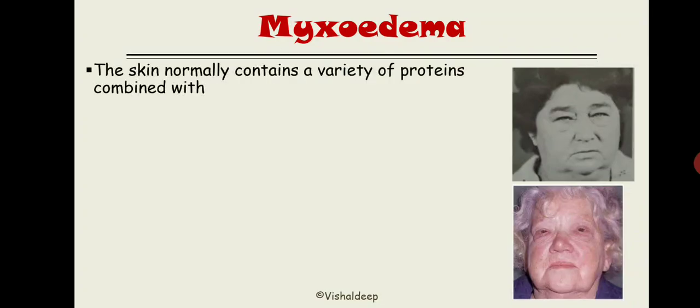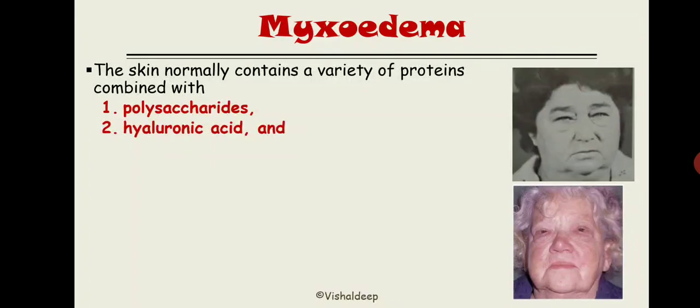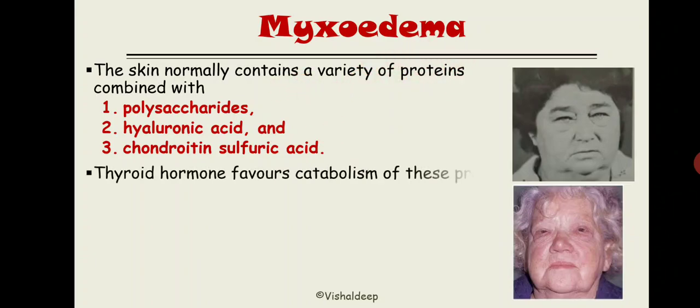Now what actually happens in myxoedema? Let's understand that. The skin normally contains a protein. That protein has a tendency to combine with three things: a polysaccharide, hyaluronic acid, and finally chondroitin sulfate or chondroitin sulfuric acid. Now if there is a normal thyroid hormone level, then the thyroid hormone catabolizes that protein, so that the protein cannot bind these three things. So thyroid hormone favors the catabolism of this protein.